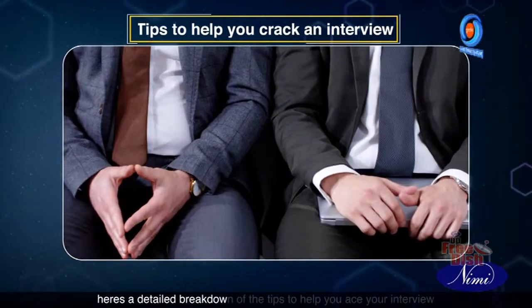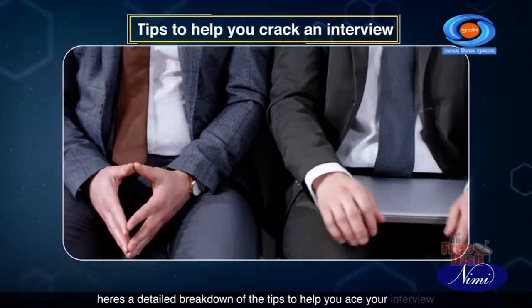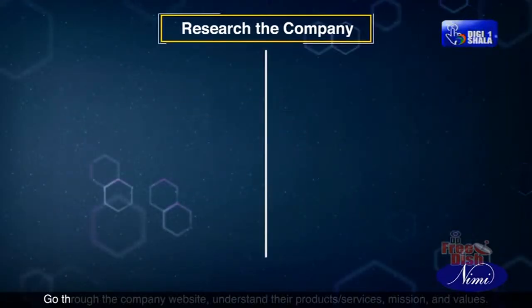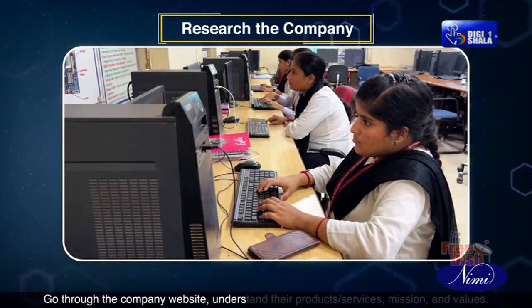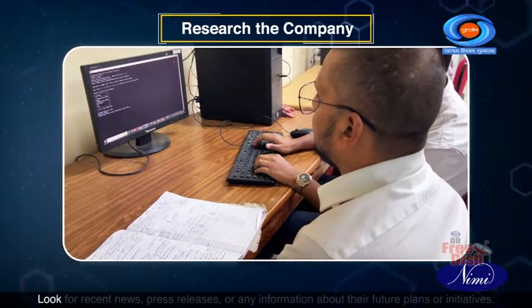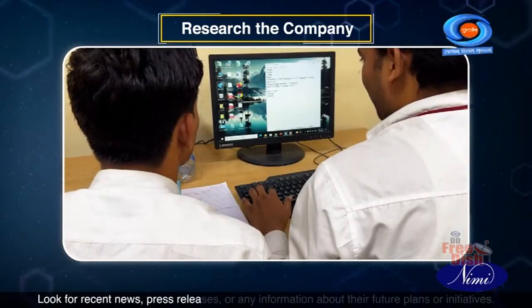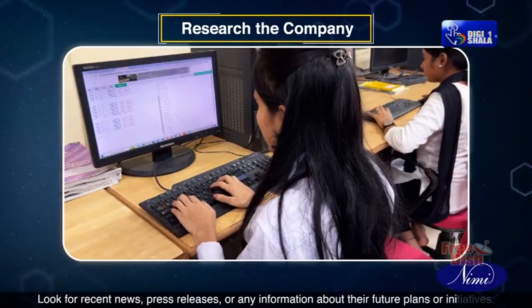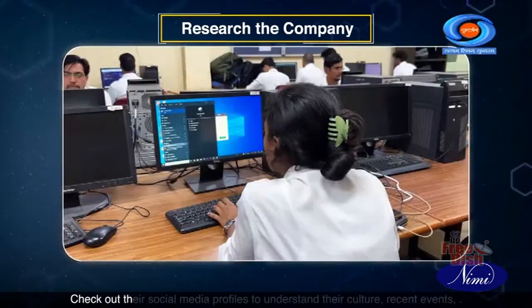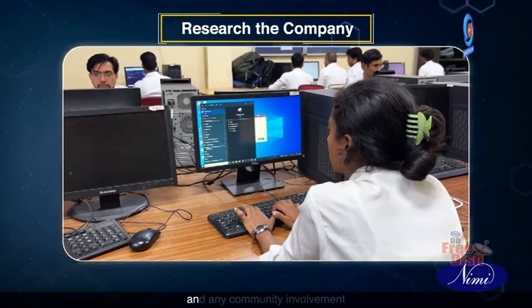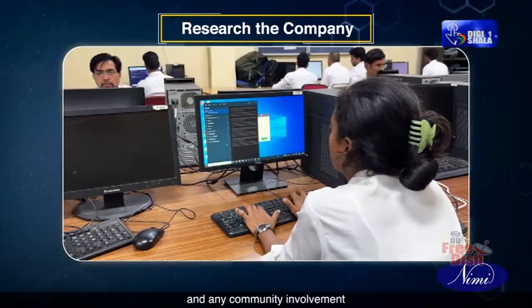Here's a detailed breakdown of the tips to help you ace your interview. 1. Research the company. Go through the company website, understand their products, services, mission, and values. Look for recent news, press releases, or any information about their future plans or initiatives. Check out their social media profiles to understand their culture, recent events, and any community involvement.